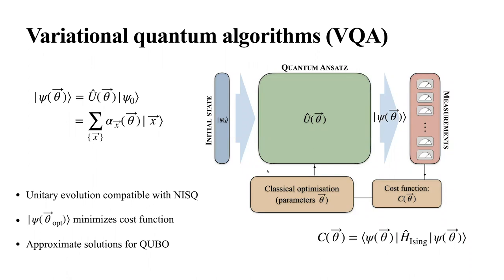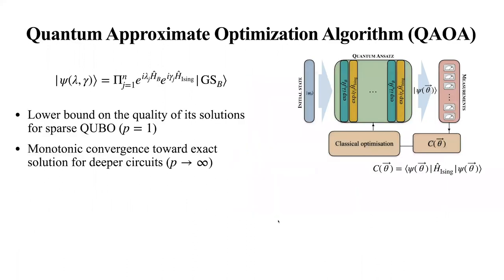So before, if we did this perfectly adiabatic approach, we would end up with a single basis state. We would just measure once or a few times and get the solution. Here we have this psi of theta that will represent a finite distribution function over the classical variables, and hopefully it has high probability for the good solutions.